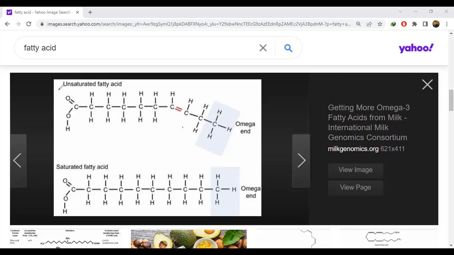What are saturated fatty acids? They are fatty acids with a hydrocarbon chain having no double bond. What are unsaturated fatty acids? They are fatty acids having hydrocarbons with one or more double bonds.